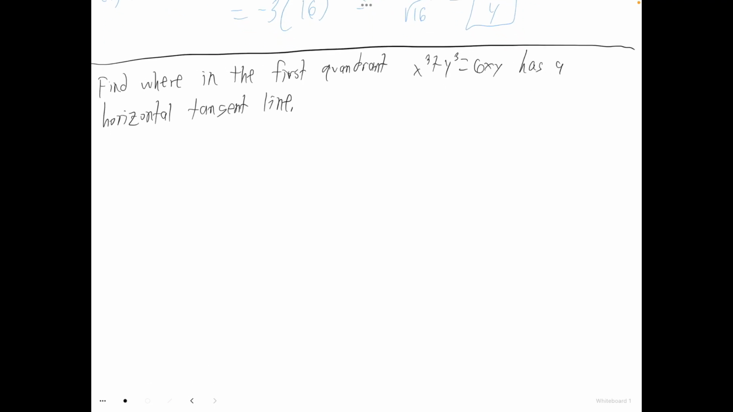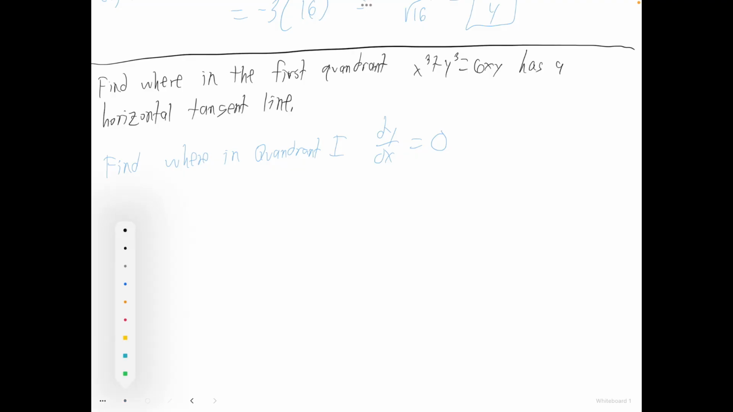Okay, so we want to find out where this equation has a horizontal tangent line in the first quadrant. So remember, a horizontal tangent line would mean the derivative is 0 there. So in other words, we want to find where in quadrant 1 dy over dx equals 0 for this equation. So we're going to take the derivative, figure out what dy over dx is to start with.